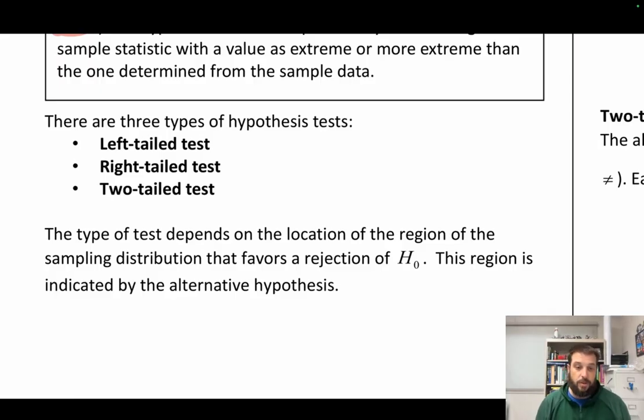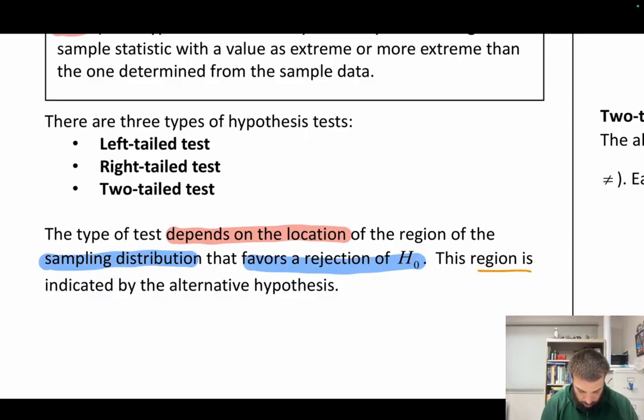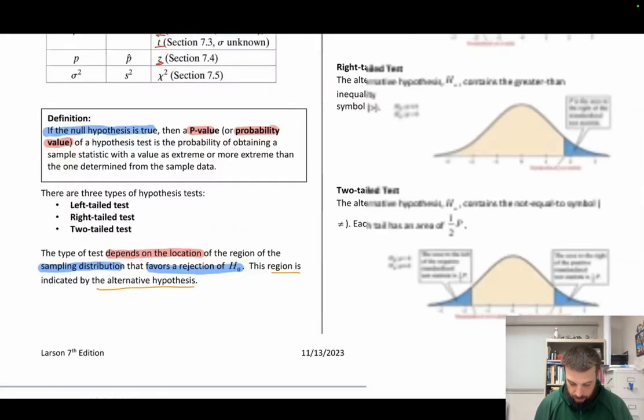The type of test we're going to do depends on the location of the region of our sampling distribution that favors a rejection of our null hypothesis. And this region is then indicated by our alternative hypothesis, where that shows up. Okay, so we'll look at what those look like, and then in the next part we'll actually dive into how we test some of those things.